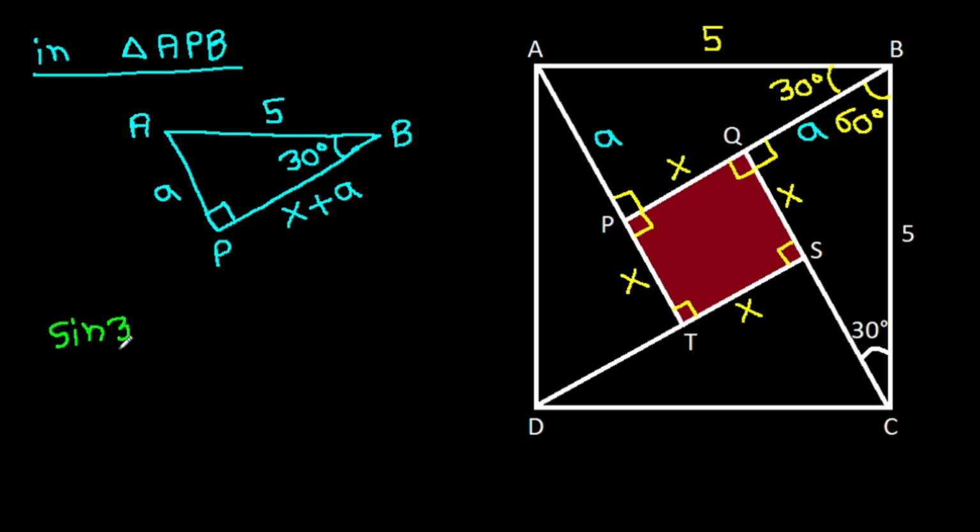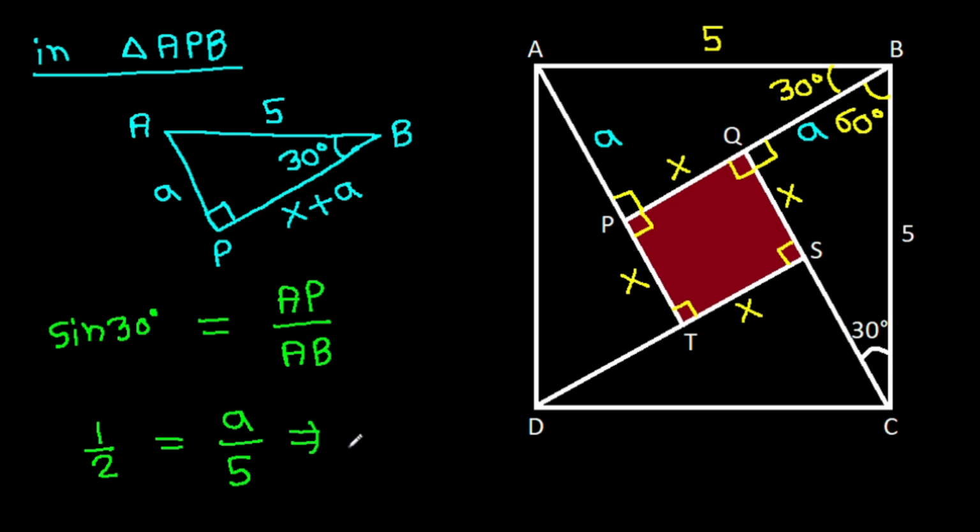Sine 30 degrees will be AP over AB, and sine 30 degrees is 1 over 2, equal to a over AB, which is 5. So we can get a is 5 over 2. a is 5 over 2.